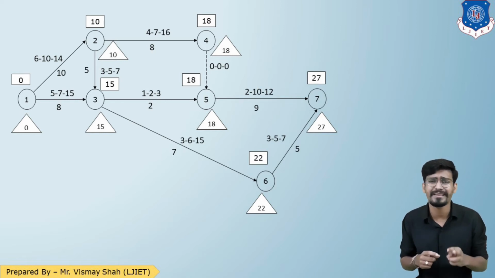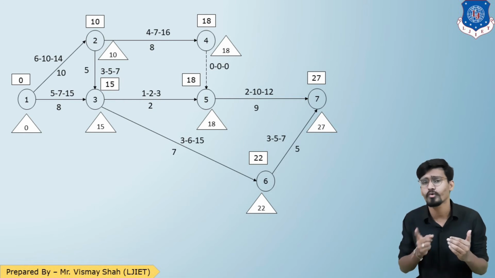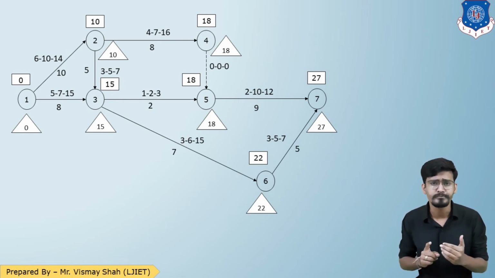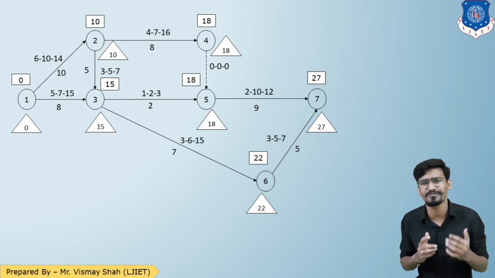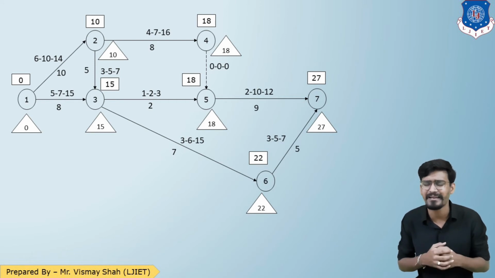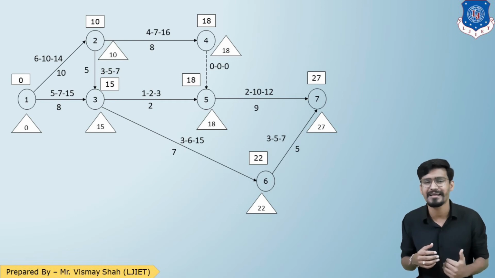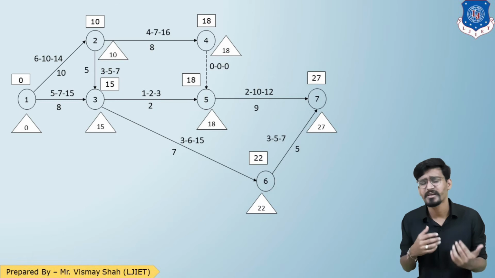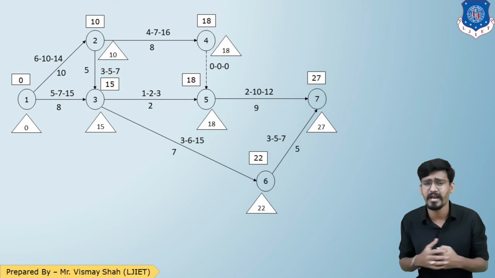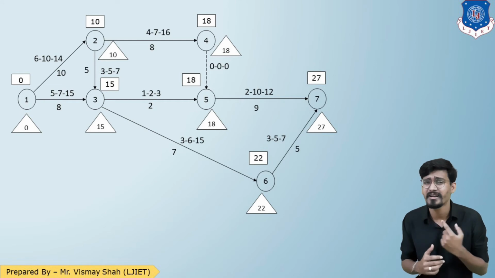Now for event number 2, again there are 2 options, 3 to 2 and 4 to 2. If I go from 4 to 2, 18 minus 8, 10. If I go from 3 to 2, 15 minus 5, 10. So both are the same, we can take any one. And for event number 1, 10 minus 10, 0. And the other option is 15 minus 8, that is 7. So 0 and 7, the minimum is 0. So that is how we have conducted our forward and backward analysis. Look at the network again.